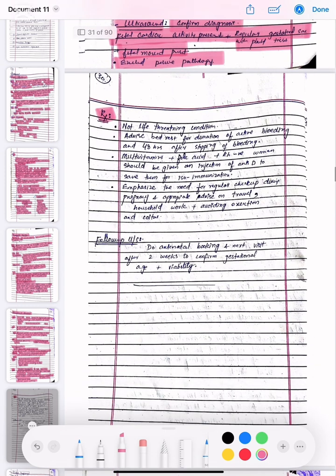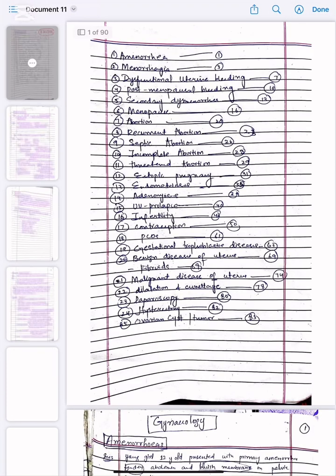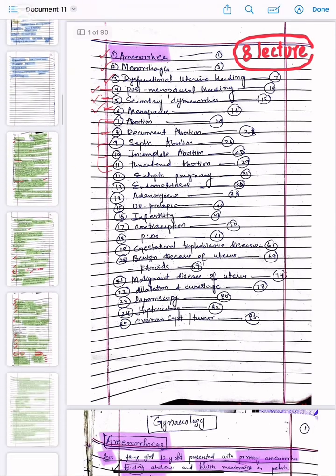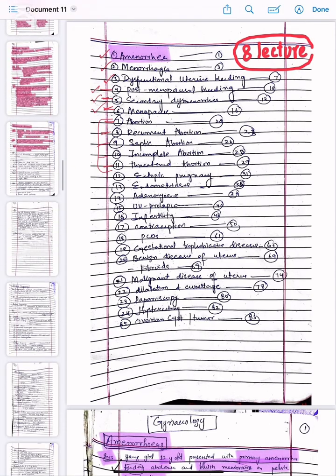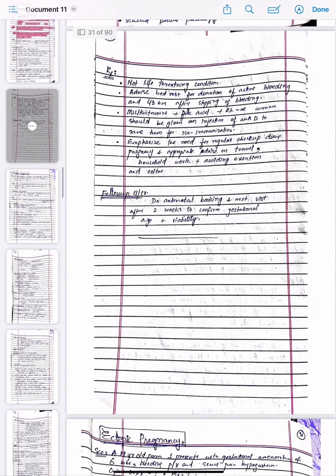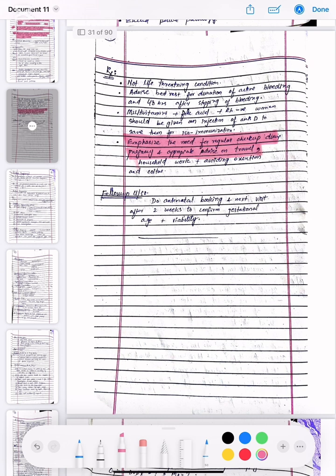So the treatment options: it is not a life-threatening condition. Advise bed rest for duration of the active bleeding and 48 hours after stopping of bleeding. Multivitamins plus folic acid, plus Rh negative women should be given an injection of anti-D to save them from isoimmunization. Emphasize the need for regular checkups during pregnancy and appropriate advice on travel, household work, and avoiding exertion and coitus. Follow-up ultrasound is done at antenatal booking and next visit after 2 weeks to confirm the gestational age plus viability.